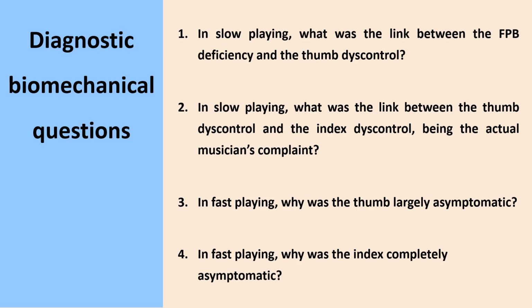The biomechanical diagnostics should answer the following questions. First, in slow playing, what was the link between the flexor pollicis brevis deficiency and the thumb dyscontrol? Second, in slow playing, what was the link between the thumb dyscontrol and the index dyscontrol being the actual musician's complaint? Third, in fast playing, why was the thumb largely asymptomatic? And last, in fast playing, why was the index completely asymptomatic?